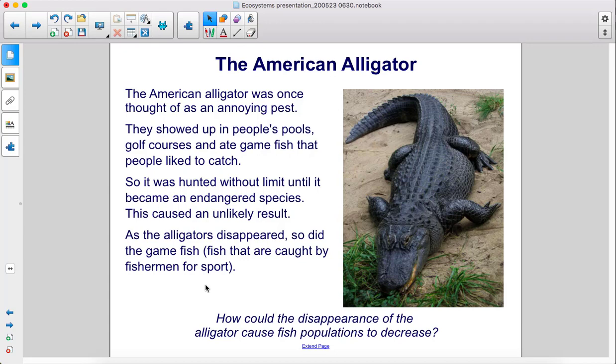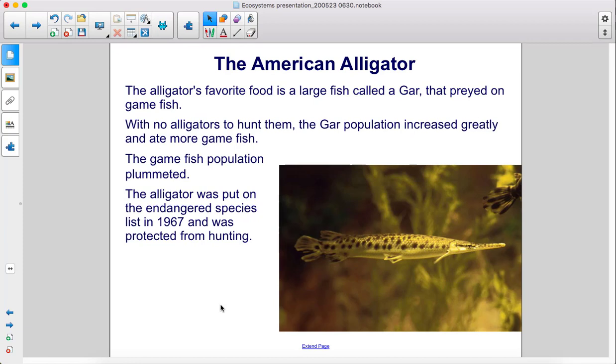How could the disappearance of the alligator cause fish populations to decrease? The alligator's favorite food is a large fish called a gar that preyed on game fish. With no alligators to hunt them, the gar population increased greatly and ate more game fish. The game fish population plummeted. The alligator was put on the endangered species list in 1967 and was protected from hunting.